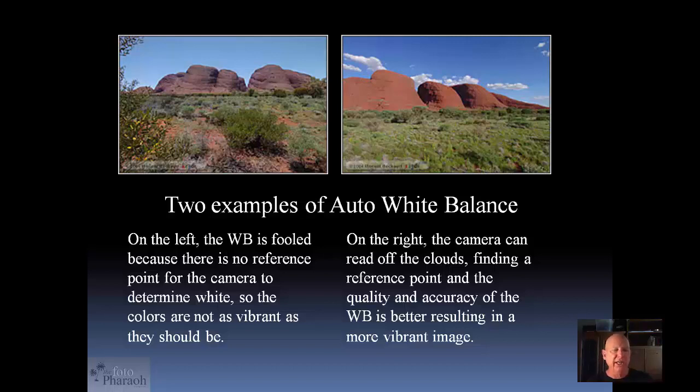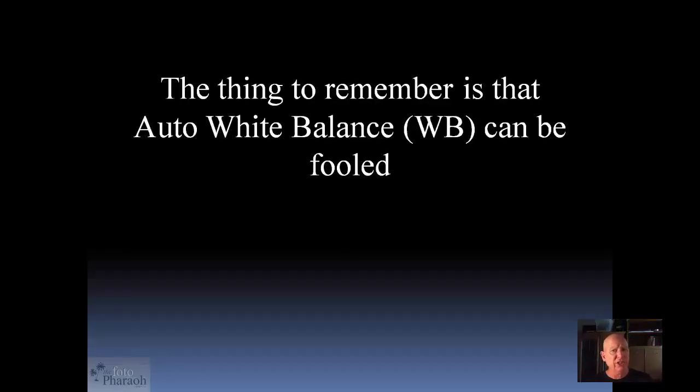The photograph on the right reads the clouds in the distance as the white balance and gives you a correct interpretation of these hills. It is important to know that these two photographs were shot moments apart of the very same rocks. Different position, granted, they moved around, but look at the difference in the color and contrast of these. And this is with auto white balance in both situations. So the thing to remember is that auto white balance can be fooled.